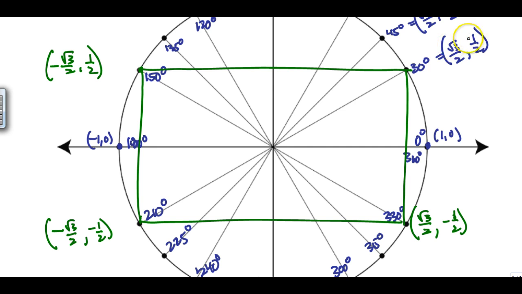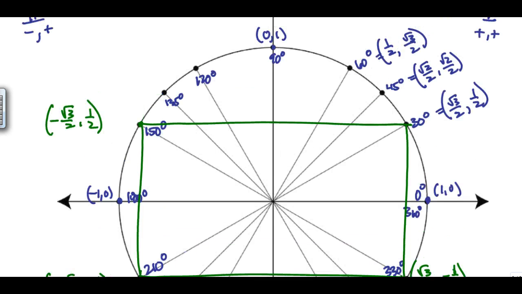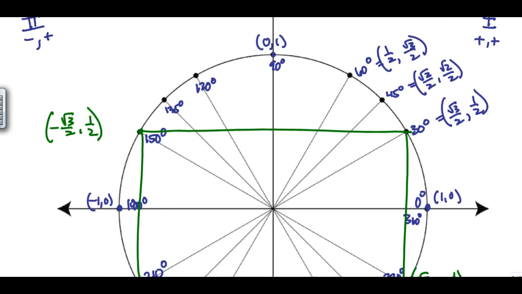Start with 30, get that coordinate of cosine first, sine second, memorized, and then just attach in your brain the fact that 30, 150, 210, and 330 all go together. Those are the ones that hug or are closest to the x-axis, so all of those are going to start with square root of 3 over 2 for cosine and half for sine.